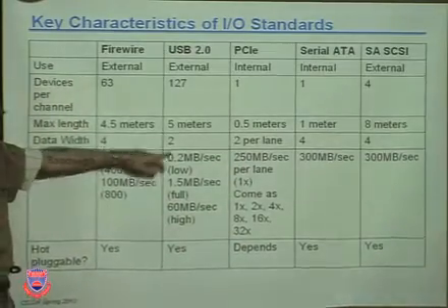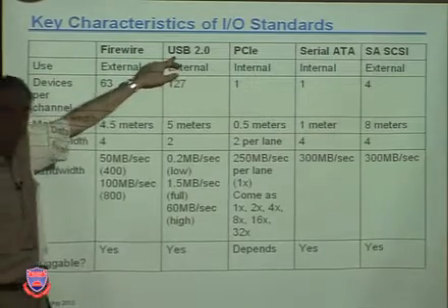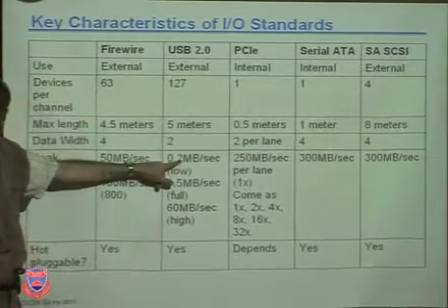0.2 megabytes per second. I think all of us are aware, aren't we? USB is a slow bus. It's an external, slow, cheap bus. That's why it's so popular. Doesn't transfer data very fast.